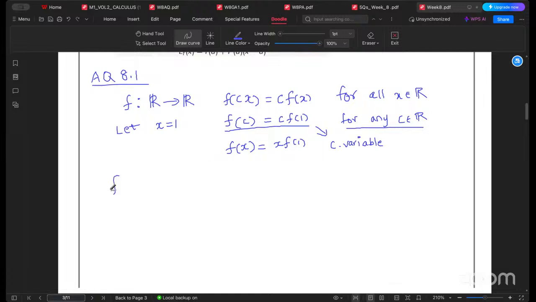See, for example, suppose there is a function f of x is equal to x squared, and I am having another function, let's say g of y is equal to y squared. Are they different or the same?